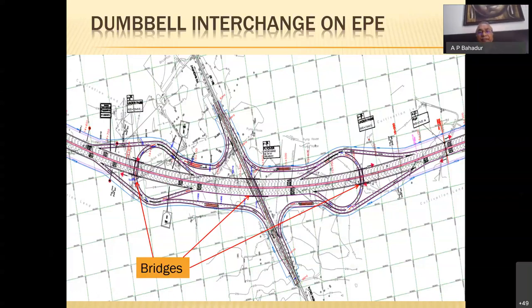Now, the problem with this is that, first of all, it has multiple movements and the same turnings. Then, it requires three bridges at the location. Here the bridge, and here the bridge. Whereas in that case, the bridge location was only at one place. Secondly, as you can see here itself, with the layout, very careful and extensive planning for signs and markings is required, so that there is no confusion for any first-time user, especially at night. So I do not know on what consideration this dumbbell interchange has been adopted, but I would never recommend any shape like that.